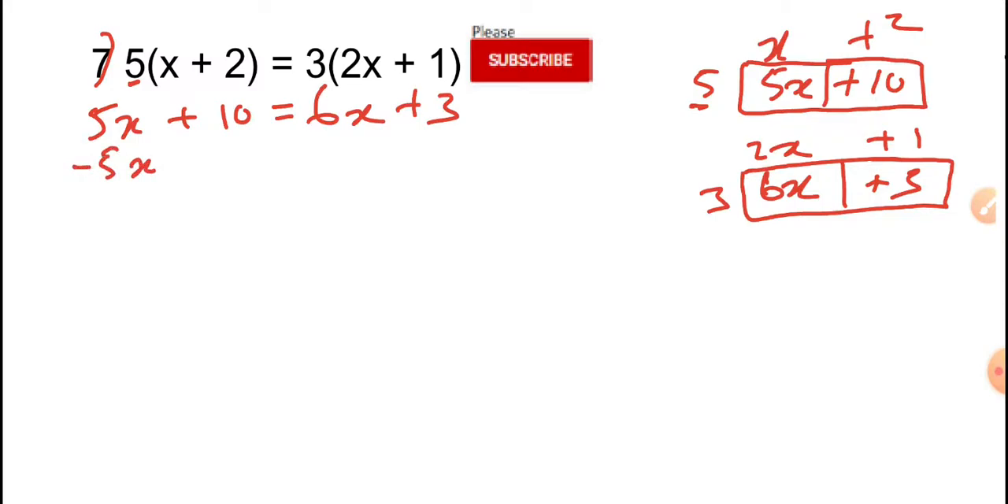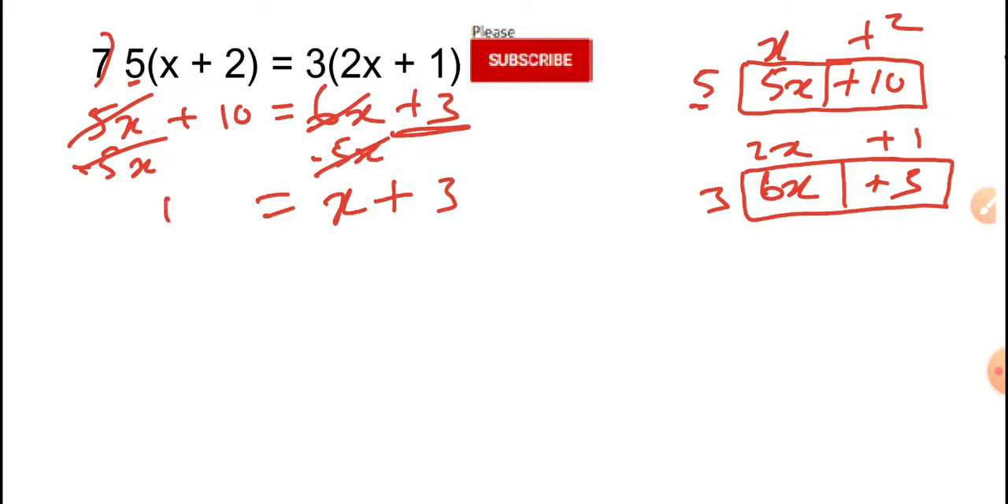So if I take away 5x on the left hand side, I have to take away 5x on the right hand side. So on the right hand side, 6x take away 5x is just 1x, and then just write x. And the plus 3 here, we just copy it down. On the left hand side, obviously the positive 5x take away 5x is cancelled out, leaving just plus 10, which I can write as 10.